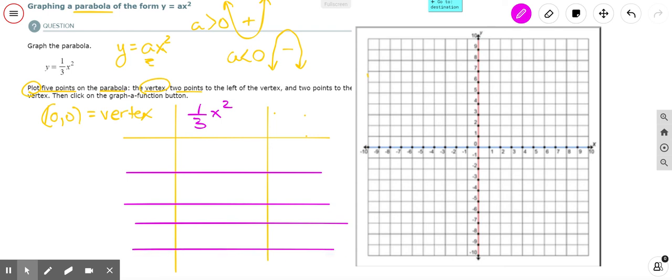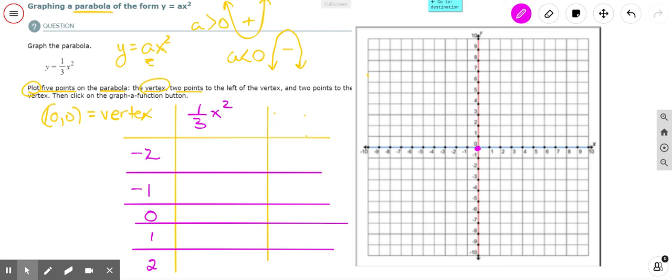We know 0, 0 is the vertex, so I'm going to go ahead and plug in 0. Two points to the left would be -2, -1, 0, 1, and 2. Now that kind of looks like it'd be a good idea, but it's actually going to give you fractions. So again, when there's a fraction, a good little trick is to pick multiples of the denominator. By the way, we're still going to get fractions.